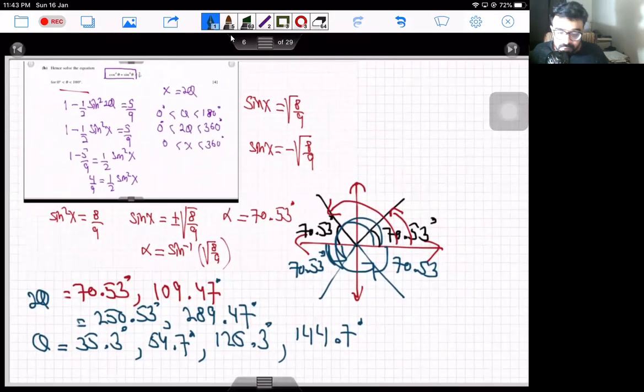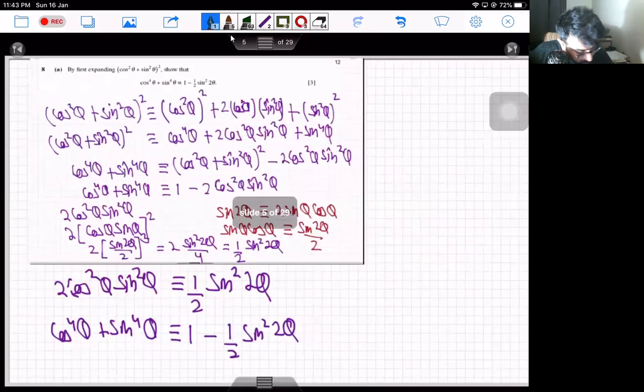And this part was worth 4 marks. This was question number 8.